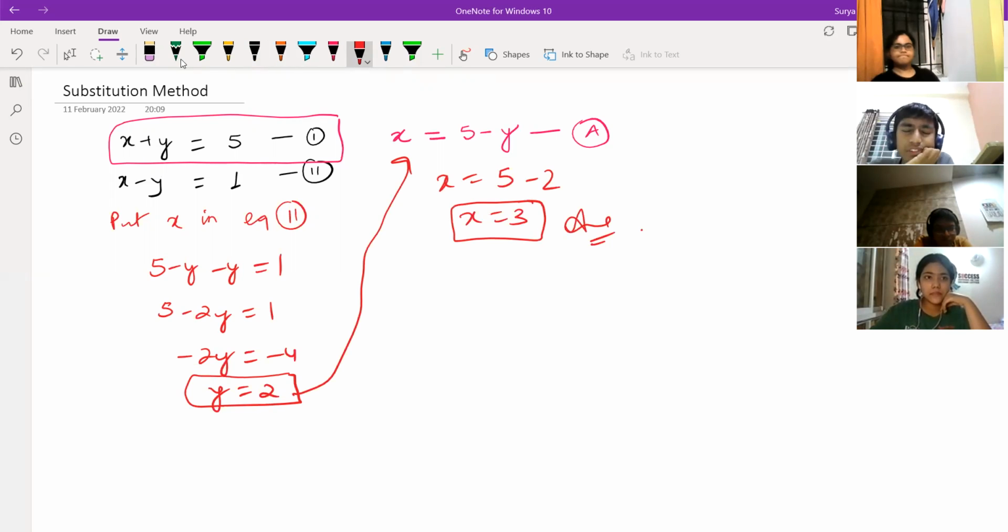Is it clear what to do? From the first equation you find the value of x or y, put the same thing in the other equation, then you'll get one answer and then you have to substitute it back. Is it clear to everyone? This is the substitution method. Yes, sir. So this is a bit different from elimination.